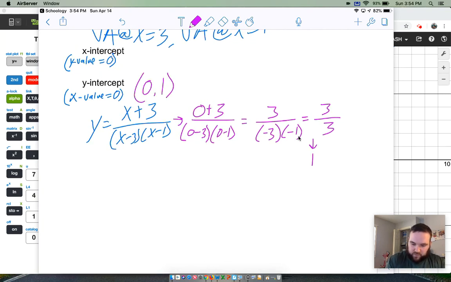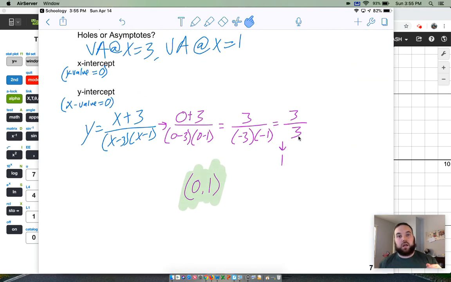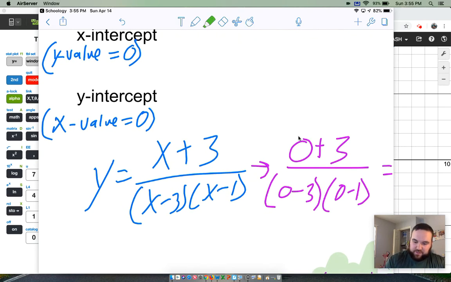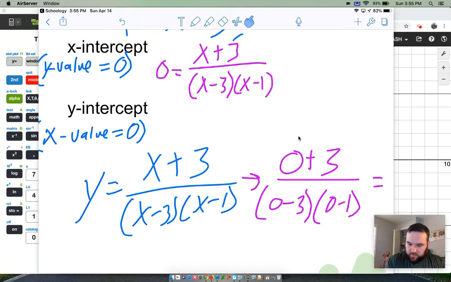I'm just going to move this down so I have space. Okay, so this is the y-intercept, or where the graph crosses the y-axis. To find the x-intercept, I need the y value to equal 0. So what that means is I'm going to plug in 0 for this y value. So I have 0 equals (x plus 3) over (x minus 3)(x minus 1). Okay.